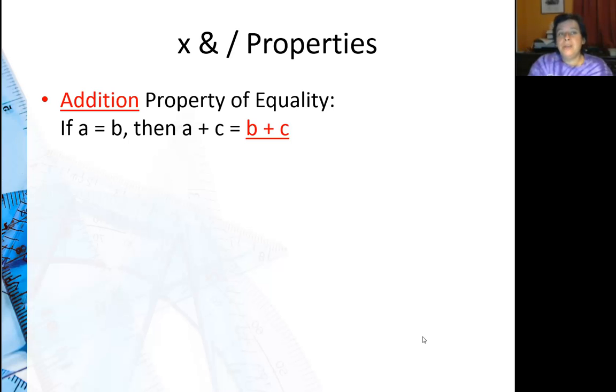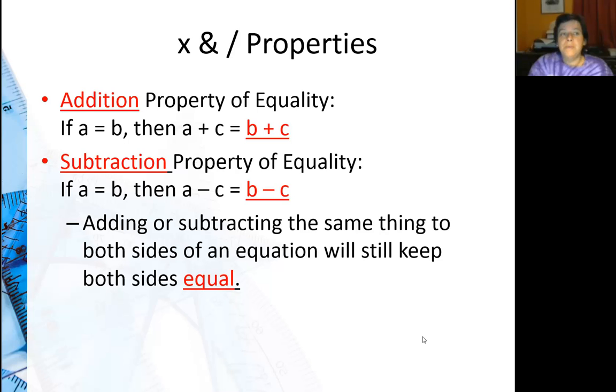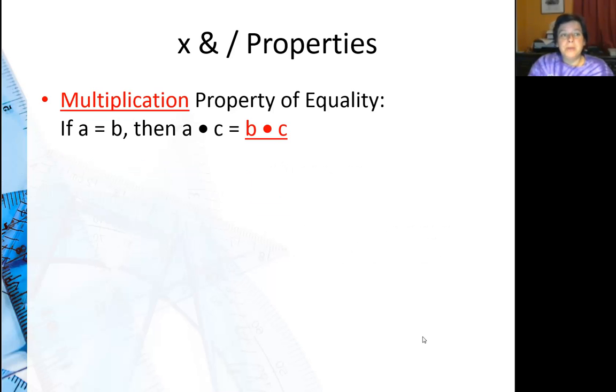So if you have an equation and you add the same thing to both sides, they are still equal. The subtraction property of equality works the same way. If you subtract something from both sides of an equation, both sides are still equal. They're still the same. For multiplication and division properties, well, we have the multiplication property of equality. So if I have an equation that I start with, and I multiply both sides by the same number, then both sides are still the same. So if I double one side and double the other side, that's still a good equation. Both sides are still equal.